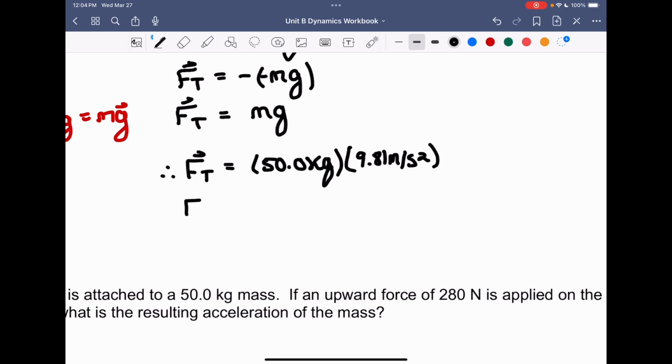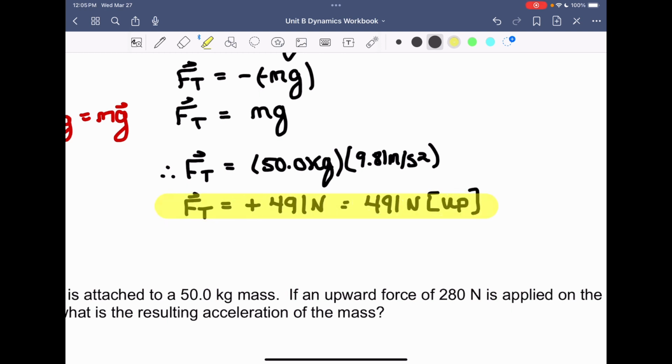There we go. Therefore, when I do the math on this, my tension force required in order to keep this at a constant motion would be 491, and it's going to be positive. So I just want to make sure I put the plus there, 491. Now, if you're one of those types of people that were like, oh, why can't we just put 491 up? You could. So in fact, you know what I'm going to do is just put that right off to the side. 491 newtons in the upwards direction. If you wanted to also put it that way, I would be totally fine with that. Both of those would be completely correct.